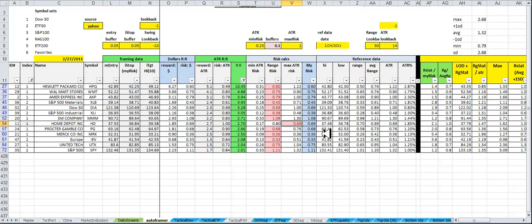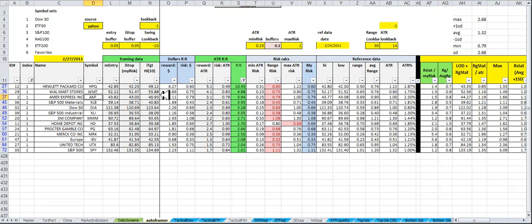Now, in my own personal discretionary trading, I'm willing to take, generally speaking, 10 cents or 25 cents as my initial stop. And so I like to compare that level to this minimum ATR risk. And you can see in many cases that even a quarter of an ATR is larger than 25 cents. In the case of XLI, it's 12 cents.